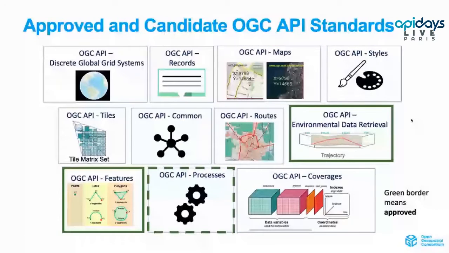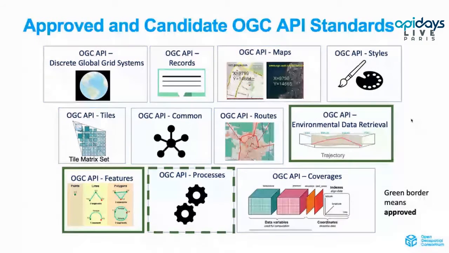And then OGC API Features, which specifies an interface for accessing vector feature data, the type of feature data that you can create by simply publishing spreadsheets, for instance, that have got columns with geographic coordinates or columns with zip codes or postcodes, or simply spreadsheets with place names on them. Those are examples of vector data, including shape files or geopackage files, which are SQLite databases offering vector data. So all of those types of data formats and data sources can be published through implementations of OGC API Features.